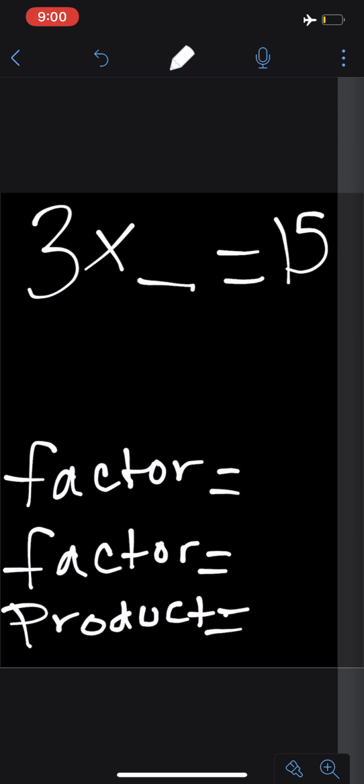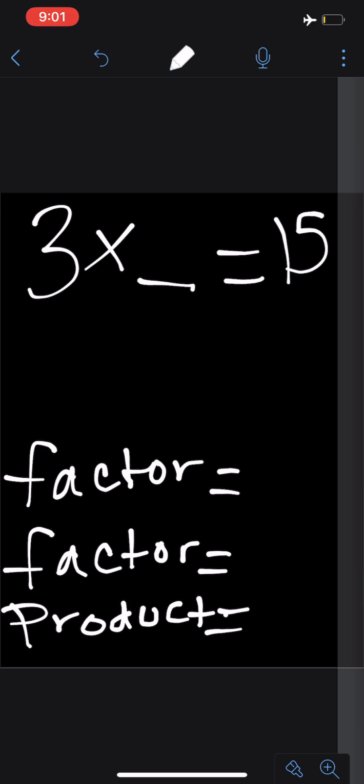Today we're going to be doing a quick video on missing numbers or unknown numbers, and those are just numbers that are missing from a math equation. So as you can see on the screen, I have 3 times blank equals 15. It's important that you understand what each part of an equation is.